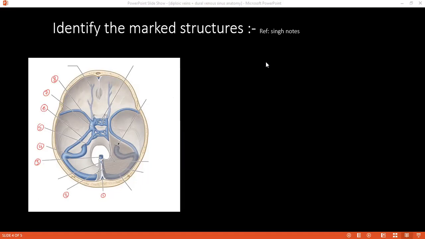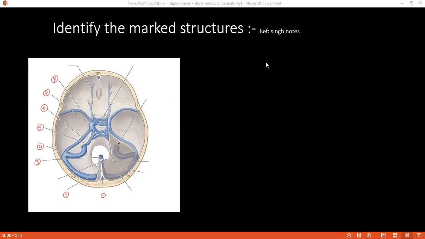It is located at the junction of the posterior border of the petrous part of temporal bone and the occipital bone, between the transverse sinus and inferior petrosal sinus. It connects to the jugular bulb of the internal jugular vein. All right. Can you please tell me which is the cavernous sinus? The cavernous sinus is this one, 7.